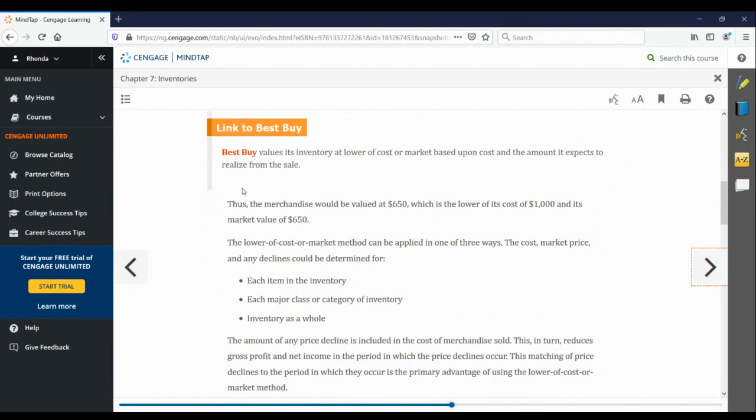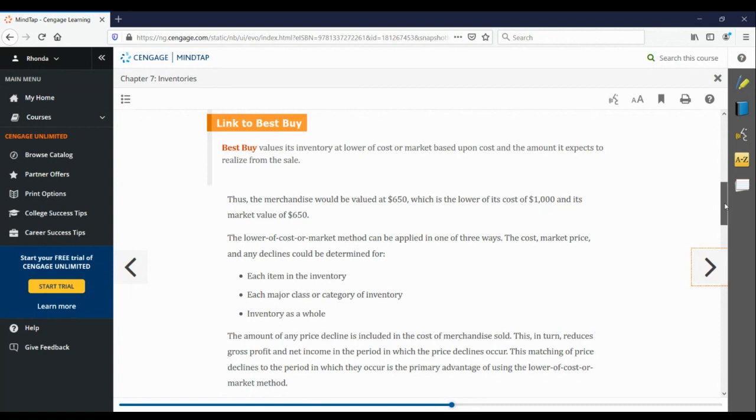Now, they've also given you another example, which is a link to Best Buy. It says that Best Buy values its inventory at the lower of cost or market based upon cost and the amount it expects to realize from the sale. And then it is referring back to the information that we just told you. It says, thus the merchandise would be valued at $650, which is the lower of its cost of $1,000 and its market value of $650.